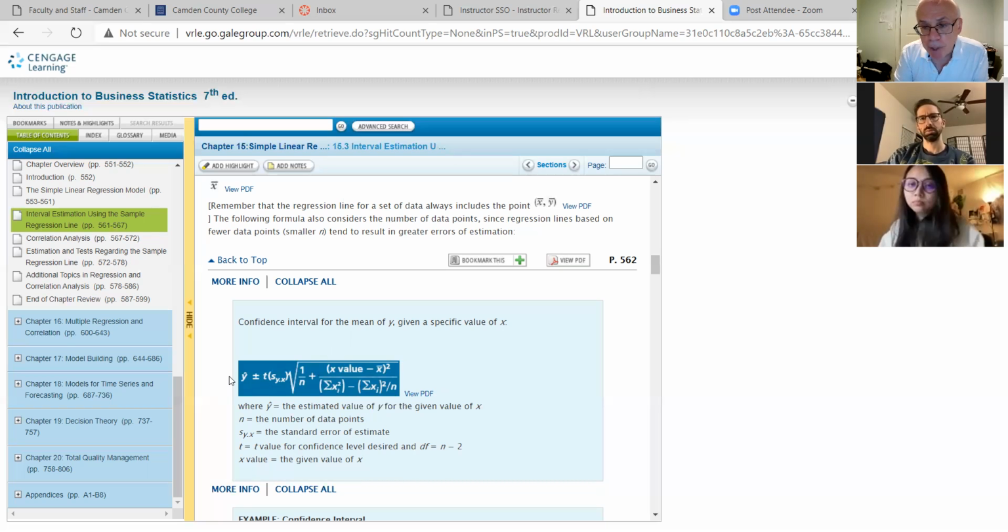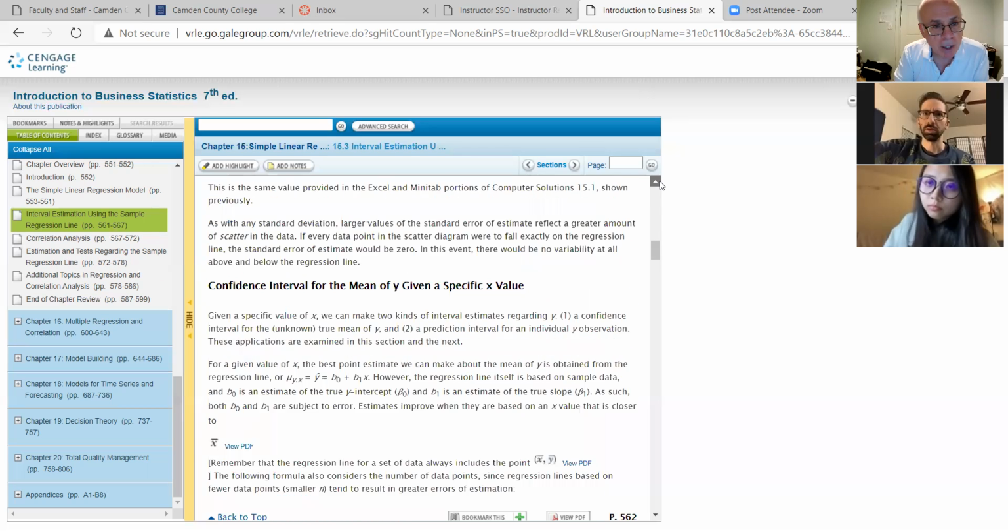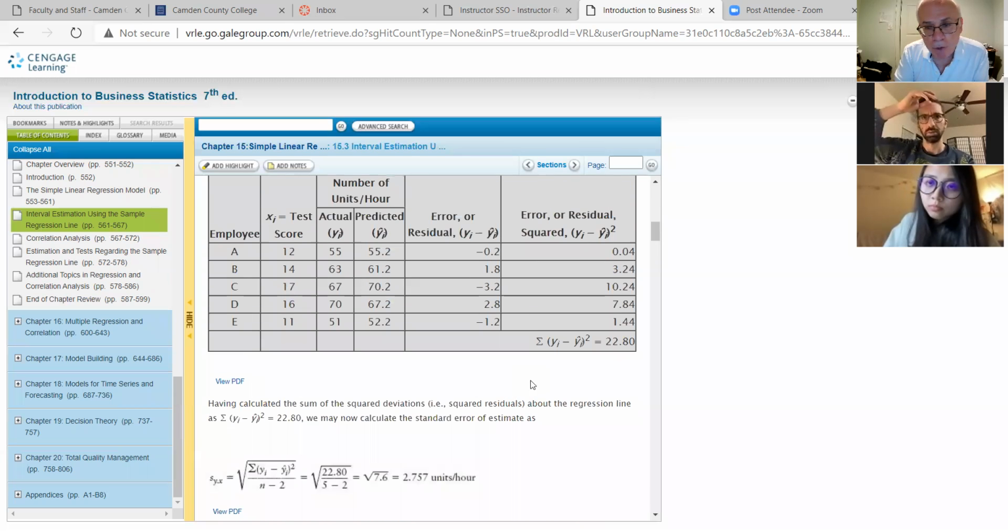How many degrees of freedom in the t critical value? In this case, what's the degrees of freedom? N minus 2. Give me a number. How many numbers in this data set? How many values in the data set? Let's look at it again. Here's the data set. So what's your degrees of freedom? 3. 5 minus 2.